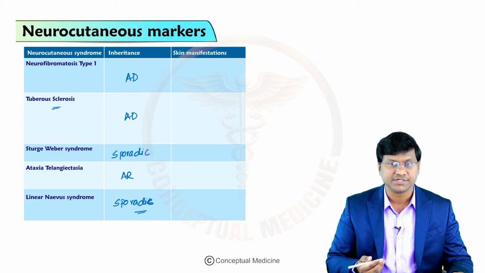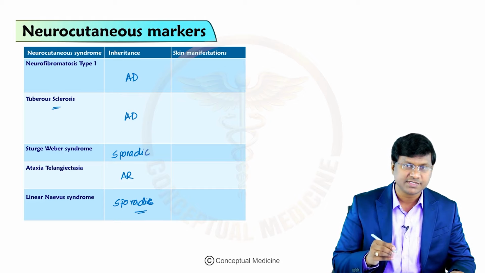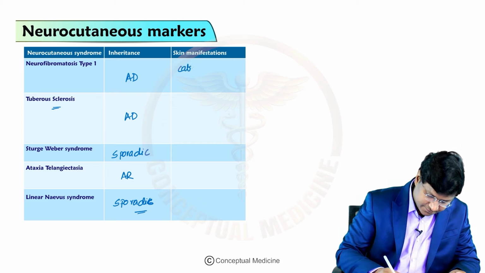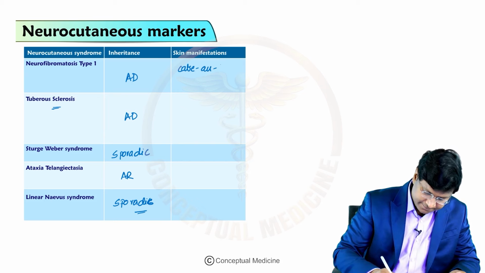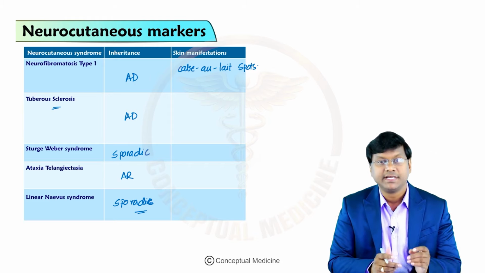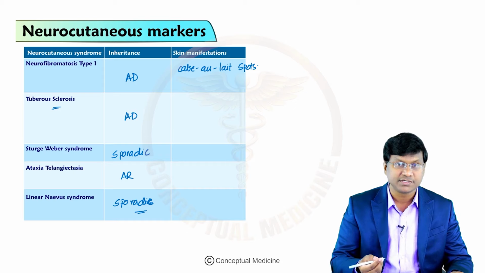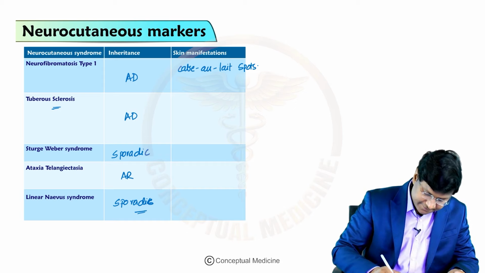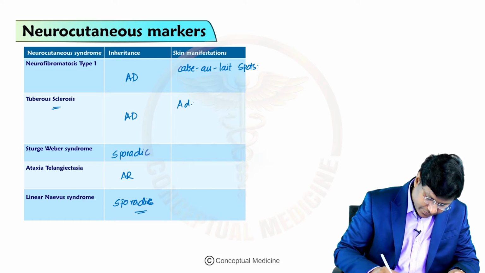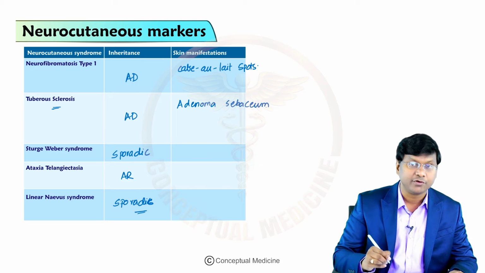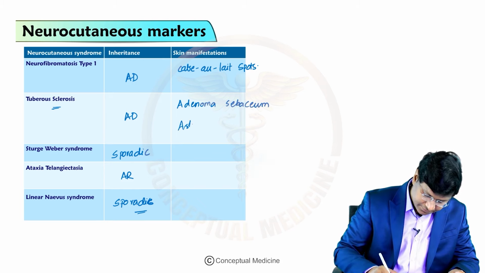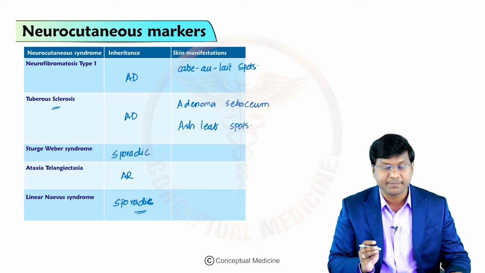And if you take the cutaneous manifestations or skin manifestations, in neurofibromatosis the skin manifestations will be in the form of café-au-lait spots, followed by neurofibromas, and axillary or inguinal freckling. So these will be the important manifestations in neurofibromatosis. Whereas in tuberous sclerosis, the cutaneous manifestations will be in the form of adenoma sebaceum, followed by ash leaf spots, and the other cutaneous manifestations include shagreen patches as well as periungual fibroma.